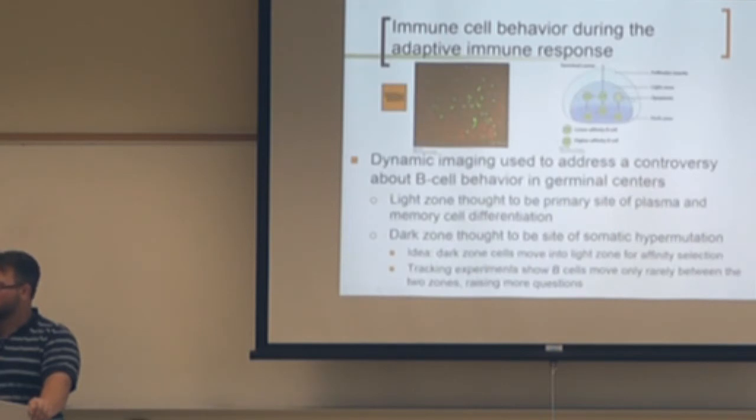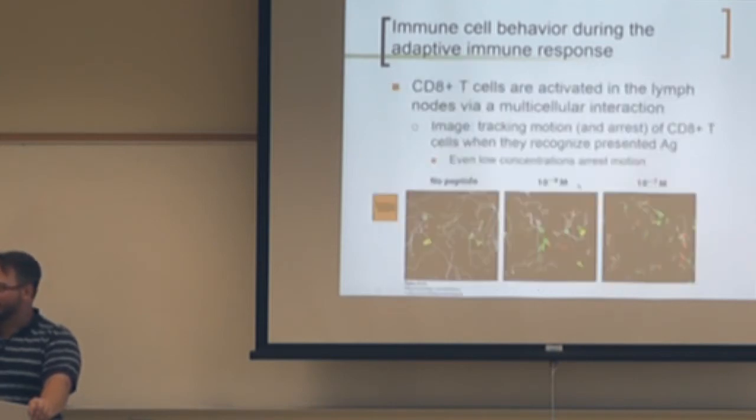You have a little bit of everything. You have apoptotic cells. You see more apoptotic cells in that light zone, which is probably what creates the lightness of the light zone. But as far as cells that have undergone hypermutation, they will move very rarely in between the two zones.